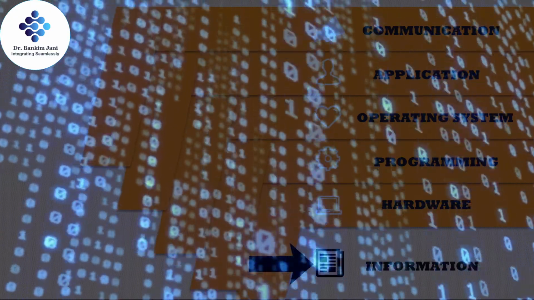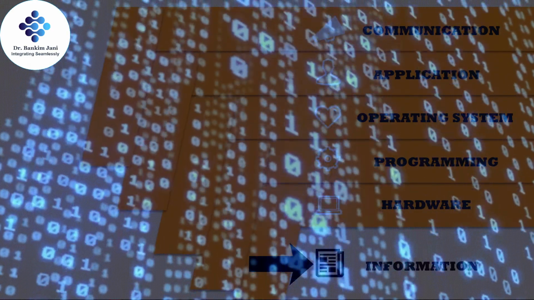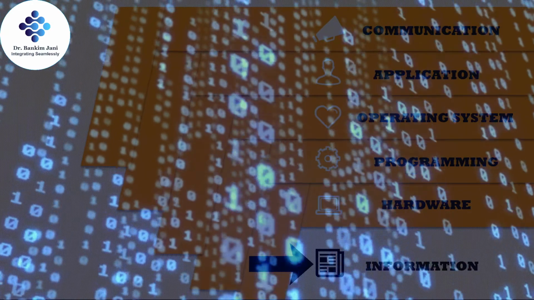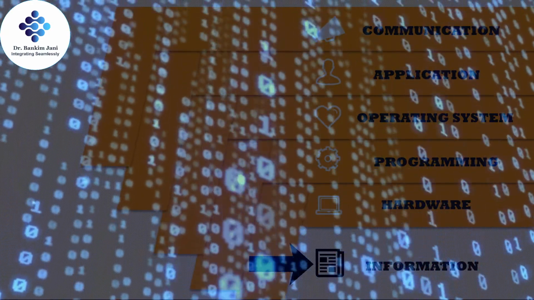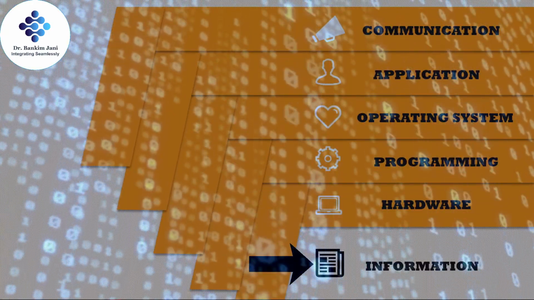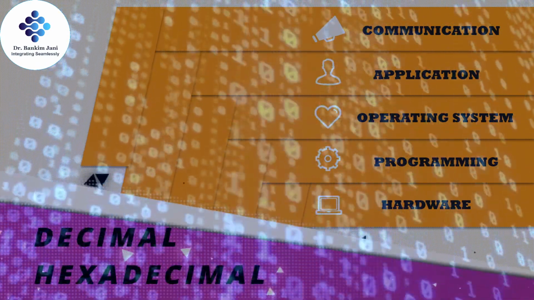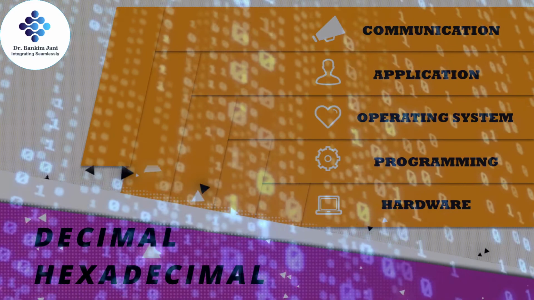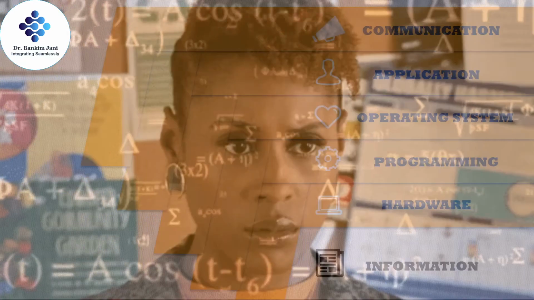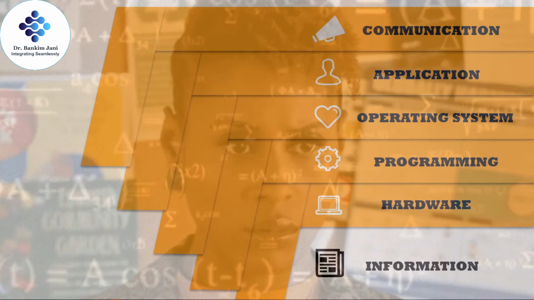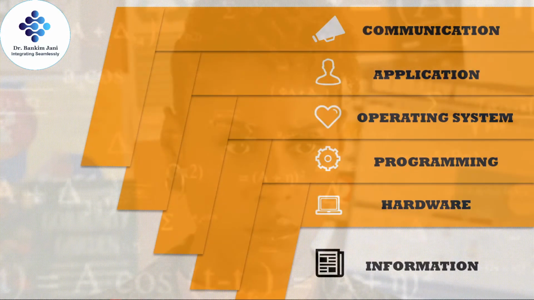Now this core layer, information, is managed using binary digits 1 and 0. This is the reason why we must understand the binary number system and its relationship to other number systems like decimal and hexadecimal. We shall be talking about the finest method to calculate binary, decimal and hexadecimal in our subsequent lectures.